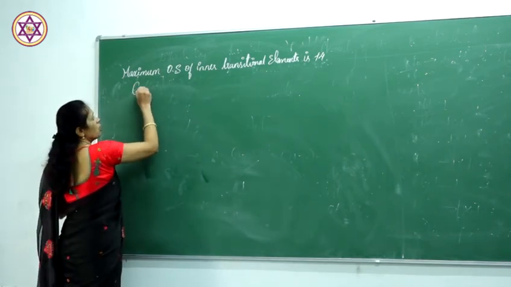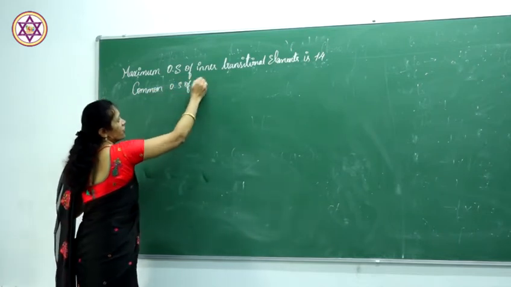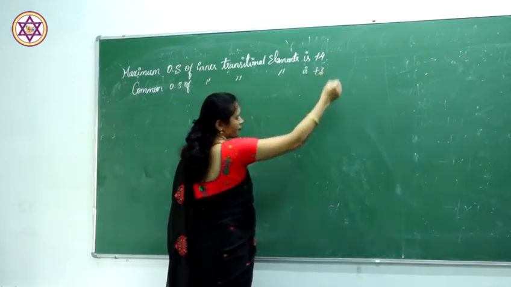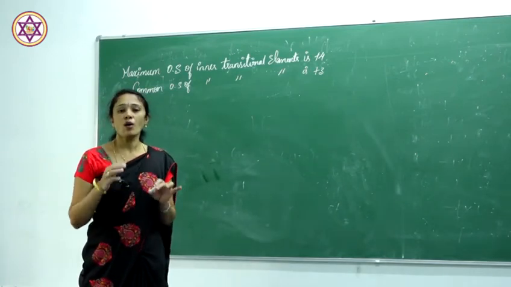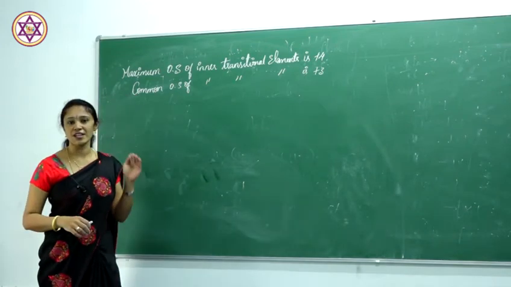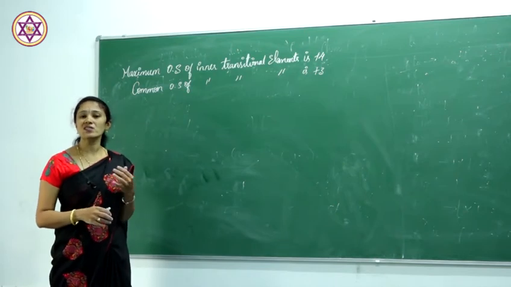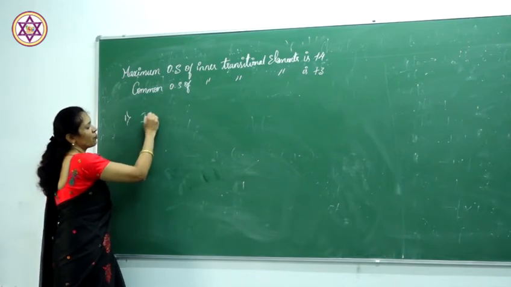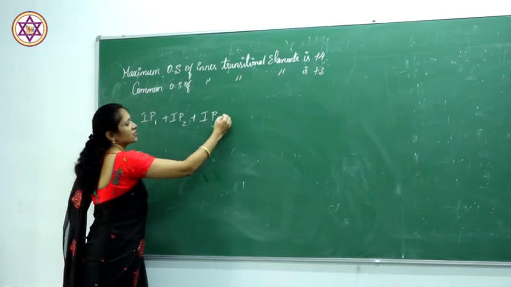And the common oxidation state of inner transitional elements is +3. Here this inner transitional element shows the common oxidation state of +3. +3 is the common oxidation state. Why does this inner transitional element show the +3 oxidation state? In this inner transitional element, first point, IP1, IP2 and IP3 are nearly low.